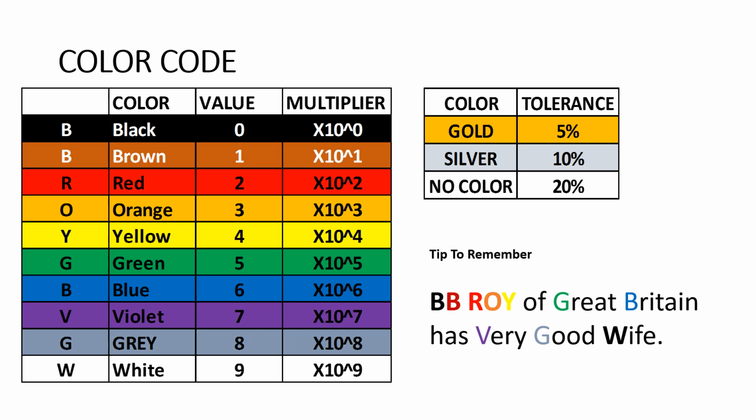Now here is a tip to remember the color and the corresponding values. The initial of every color has been taken and formed this sentence: B.B. Roy of Great Britain has very good wife. Black, brown, red, orange, yellow, green, blue, violet, gray, and white.